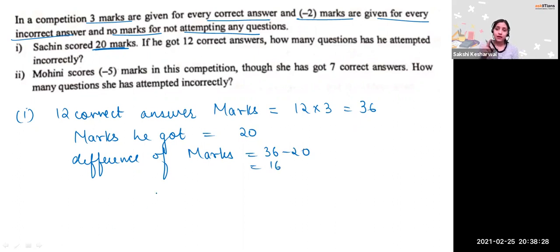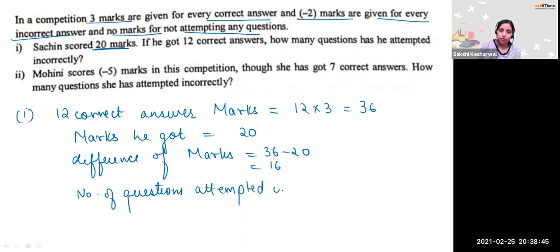Now 16 marks he lost, and for every wrong answer he gets minus 2. So the number of questions attempted wrong will be how much, beta? 16 divided by 2, yes or no? Because negative 2, so this will be 8 questions, right? Now you can just try the same question.